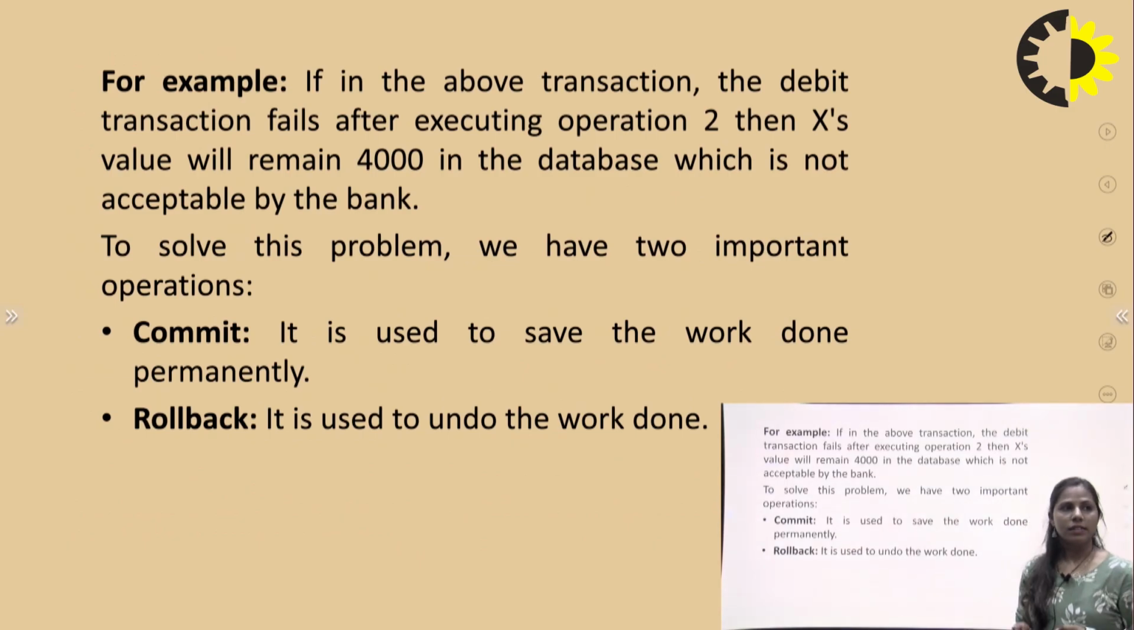Now, what is the rollback command? It is used to undo the work done. Whatever work we have done, we can undo that particular work. We can solve the problem and then do the other things. So the rollback command is used to undo the work done. Whatever operation we have performed, we can undo it. This is how the rollback command works.